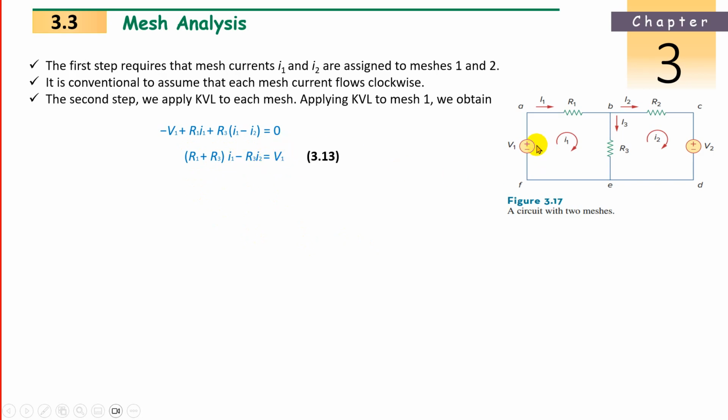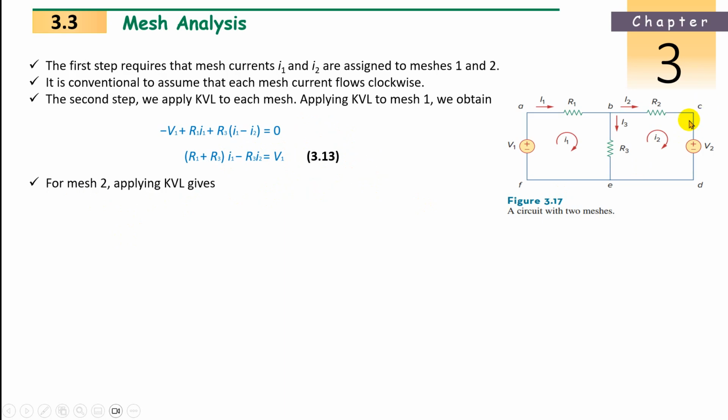V1 has some value given in the question. R1 and R3 are given in the question, and V1 is given too. So the unknowns are I1 and I2 only. We have to form the equation in such a form that I1 and I2, the variables, are on the left-hand side and the constants on the right-hand side.